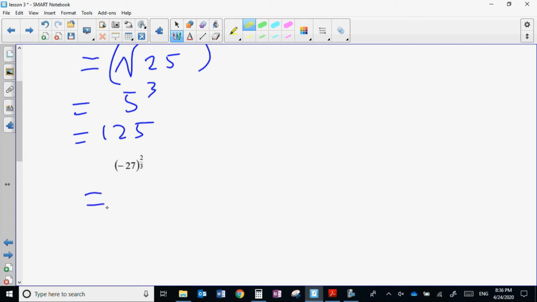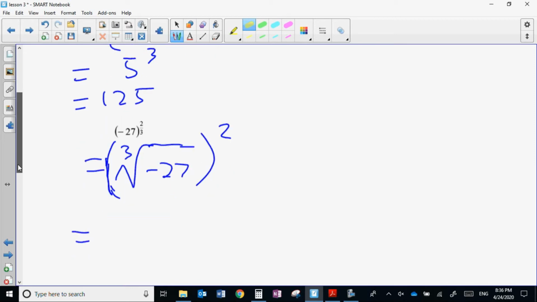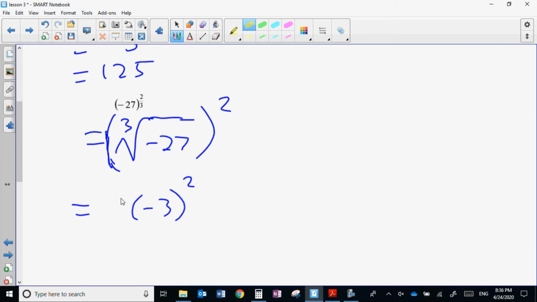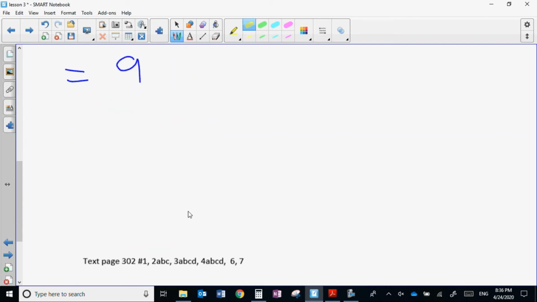Negative 27 to the power of 2/3. So according to our rule, that's the cubed root of negative 27 all squared. Okay, here's the interesting thing. You can take cubed roots of negative numbers. The cubed root of 27 is 3. 3 to the power of 3 is 27. Negative 3 to the power of 3 is also negative 27. And so it makes sense in this case to sometimes have a base that's a negative number. Negative 3 squared is positive 9. And there you have it.